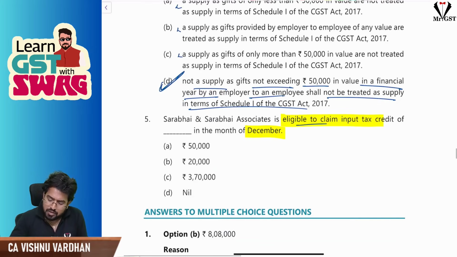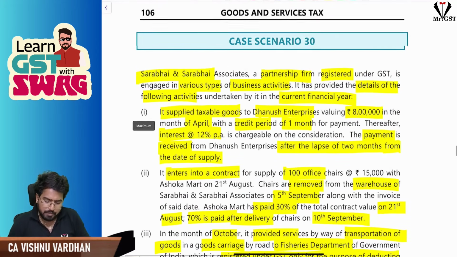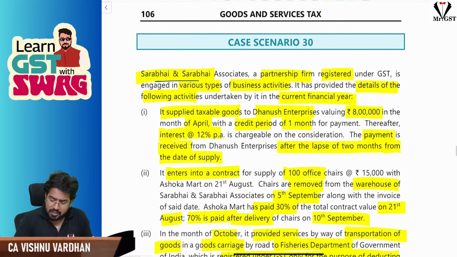Next, the last MCQ is what is the eligible ITC for the month of December for Sarabhai and Sarabhai Associates? Let us go with the question. Sarabhai and Sarabhai Associates is a partnership firm registered in various types of business activities and given the following details. Okay, for the current financial year.